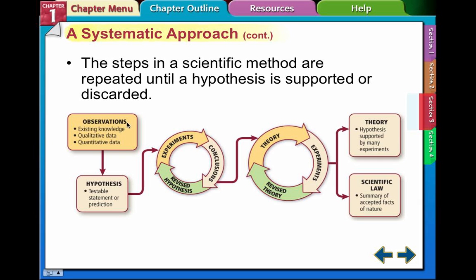Observations, you make observations and then you come up with your question. Okay, you can then make your hypothesis, do your experimentation, do your conclusion. If your conclusion doesn't agree with your hypothesis, you can revise it and do your experiment again. After doing this multiple times, you come up with a theory and then a scientific law.